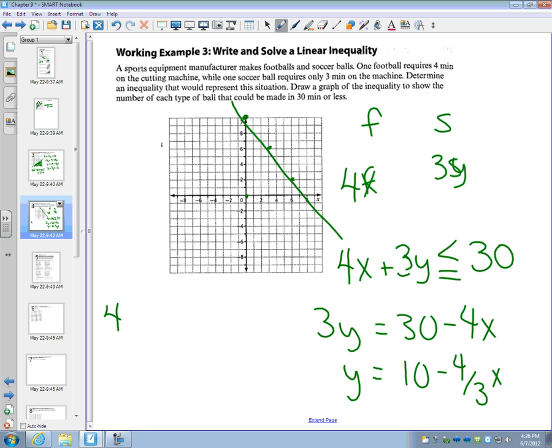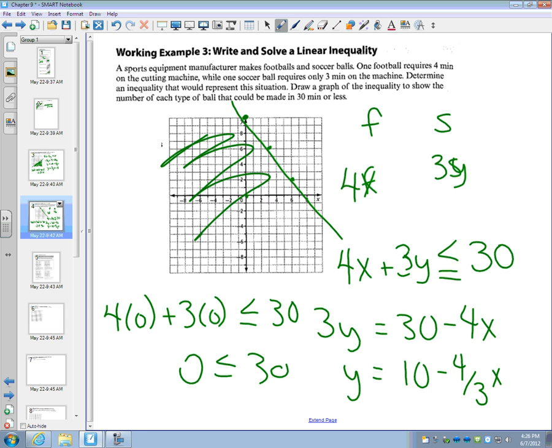Well, 4 times 0 plus 3 times 0, is that less than or equal to 30? Is 0 less than or equal to 30? It sure is. So I'm talking about all this region below here. Okay, but you would have to be a little smart and think, am I really talking about the whole thing? Can I make negative balls? Probably not. So I'm probably really only talking about here. So do be aware in the context of the problem, you might have to fix that up.